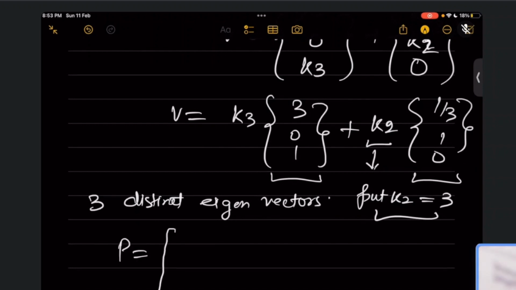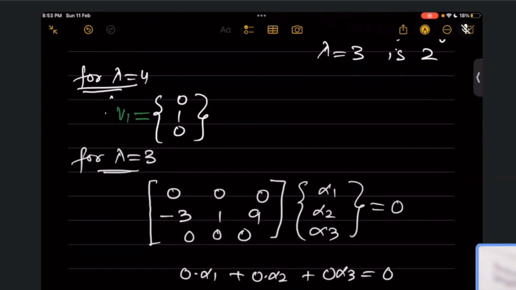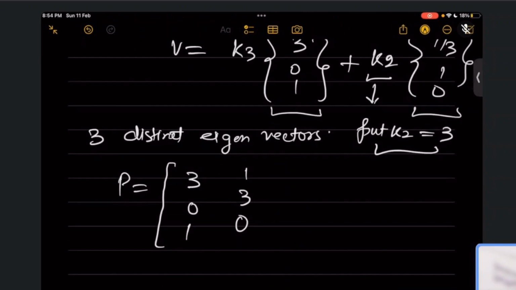What was the first eigenvector? 3, 0, 1. 1, 3, 0. Because you can write it in any order. I am writing for both the threes first, then I will write for the fourth one, which got 0, 1, 0. So 0, 1, 0. Understood how we get this P matrix?